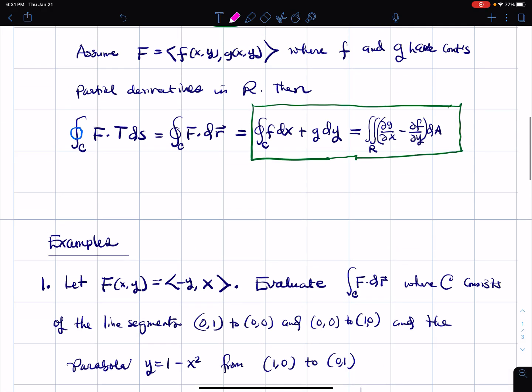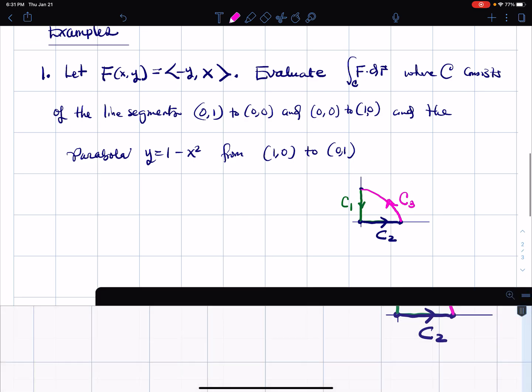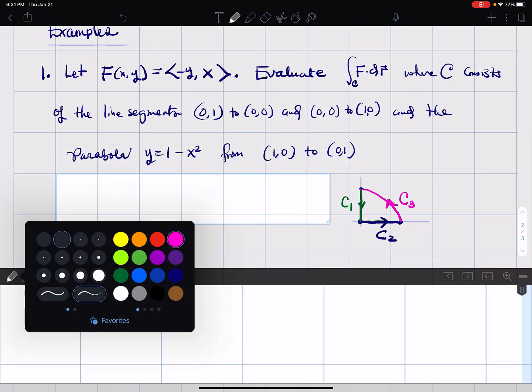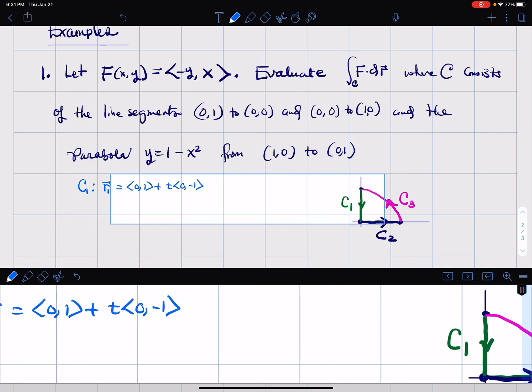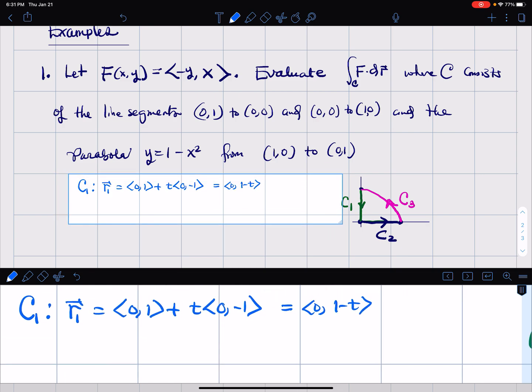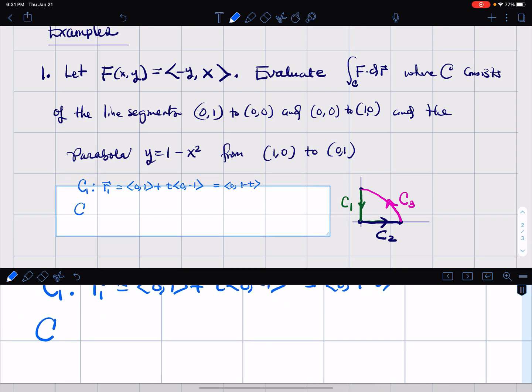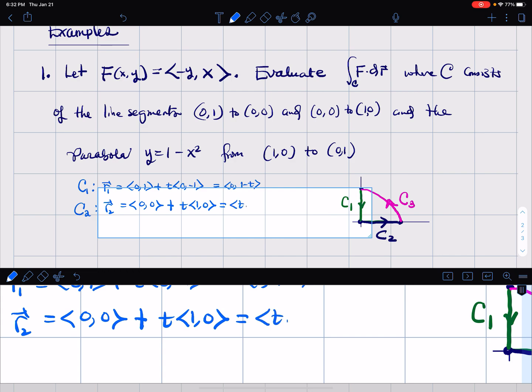So we can now start by parameterizing these curves. I'm going to give you the parametric equation of the curves. I'm sure by now you are able to get them yourselves. So C1, let me do everything in bright blue. C1, let's call it R1, goes from (0, 1) with t times (0, -1). So the direction vector is (0, -1). So this is just (0, 1 - t), okay? And since it's a line segment, we use the equation of a line segment. C2 is R2, and it's (0, 0) plus t times (1, 0), which is (t, 0).